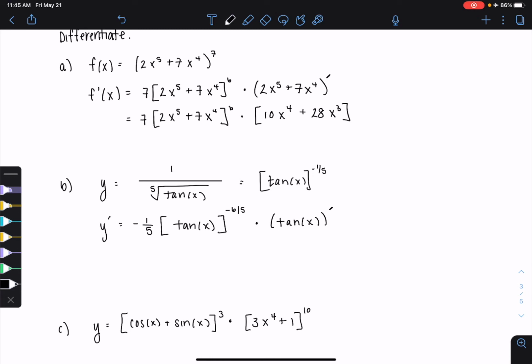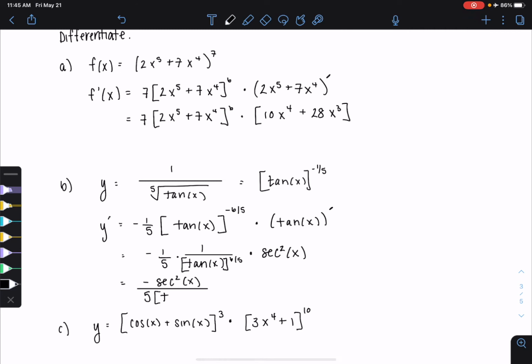Okay. Derivative of tangent is secant squared. So we have negative 1 over 5. Tangent to the negative 6/5 would put that 6/5 in the bottom. So it'd be tangent of x to the 6/5 times derivative of tangent is secant squared. So if you want to make this a nice single fraction, that's negative secant squared of x over 5 tangent of x to the 6/5. Okay.